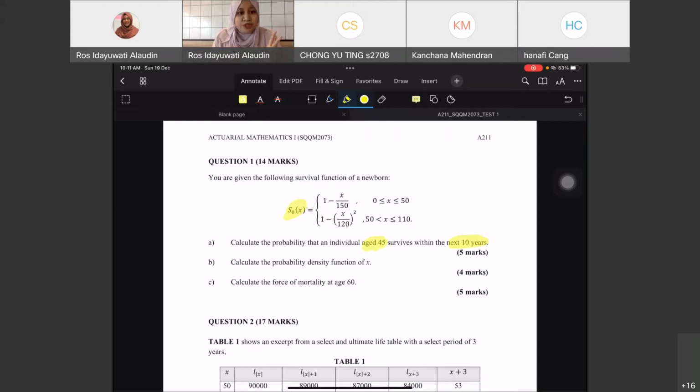But now we have two functions, where the first one is for the interval age from 0 to 50, and the second one is the function for the interval age from 50 to 110. So the first question is for age 45, so we use the first function because 45 is in the range of 0 to 50.